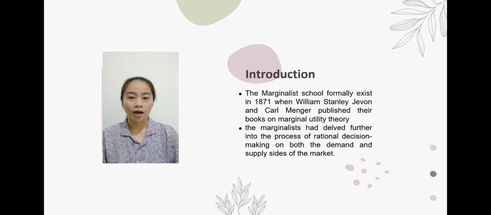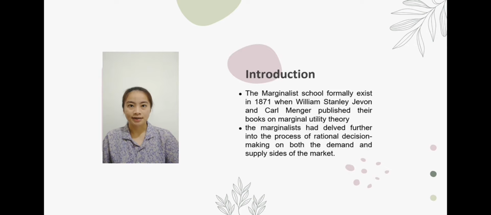In this video, I'm going to talk about the introduction. The marginalist school formally existed in 1871 when William Stanley Jevons and Carl Menger published their books on marginal utility theory. William S. Jevons, Carl Menger, Leon Walras, and Knut Wicksell developed the marginalist school of economic thinking in the 1870s. By the turn of the century, the marginalists had delved further into the process of rational decision making on both the demand and supply sides of the market.